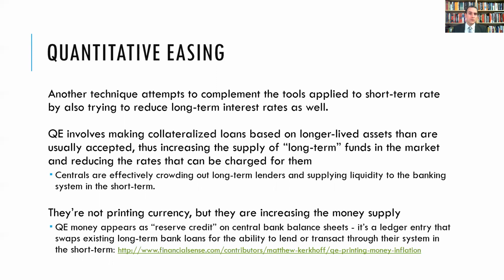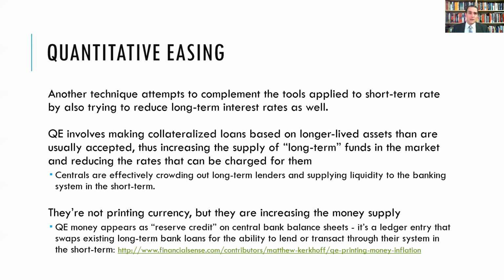So there is a slight difference between quantitative easing and printing currency. They are not printing currency when they engage in quantitative easing, but for all intents and purposes, they are increasing the money supply by expanding the asset base of the central bank, which means they could issue a lot more currency than they necessarily do. So central banks have been cautious about increasing the amount of currency in circulation, but with the use of quantitative easing, they have significantly increased the reserve credit on their balance sheets, which allows banks to transact with one another.